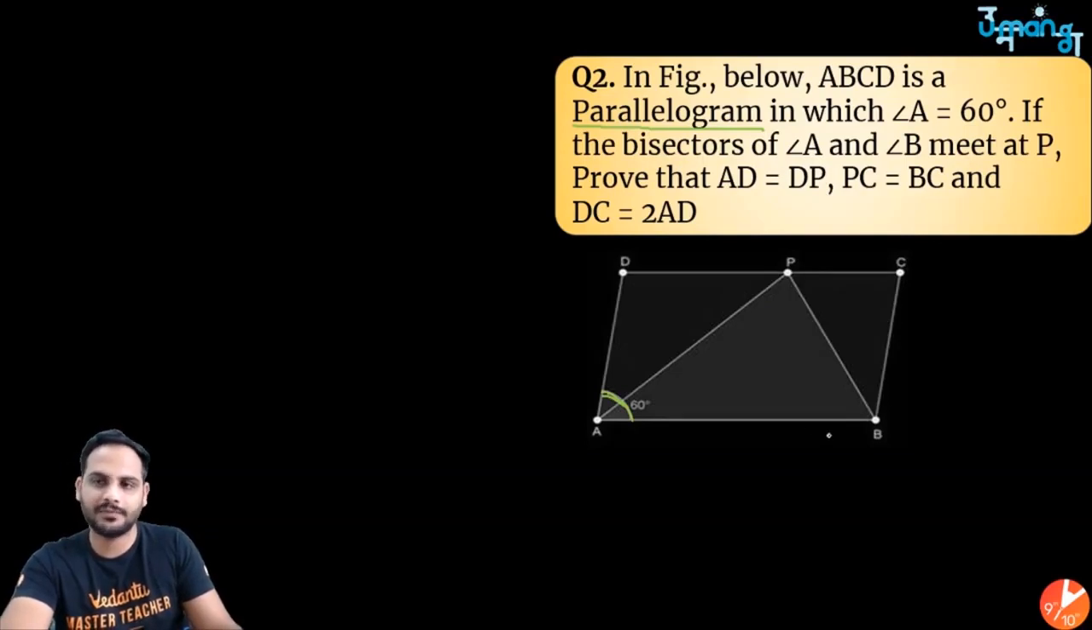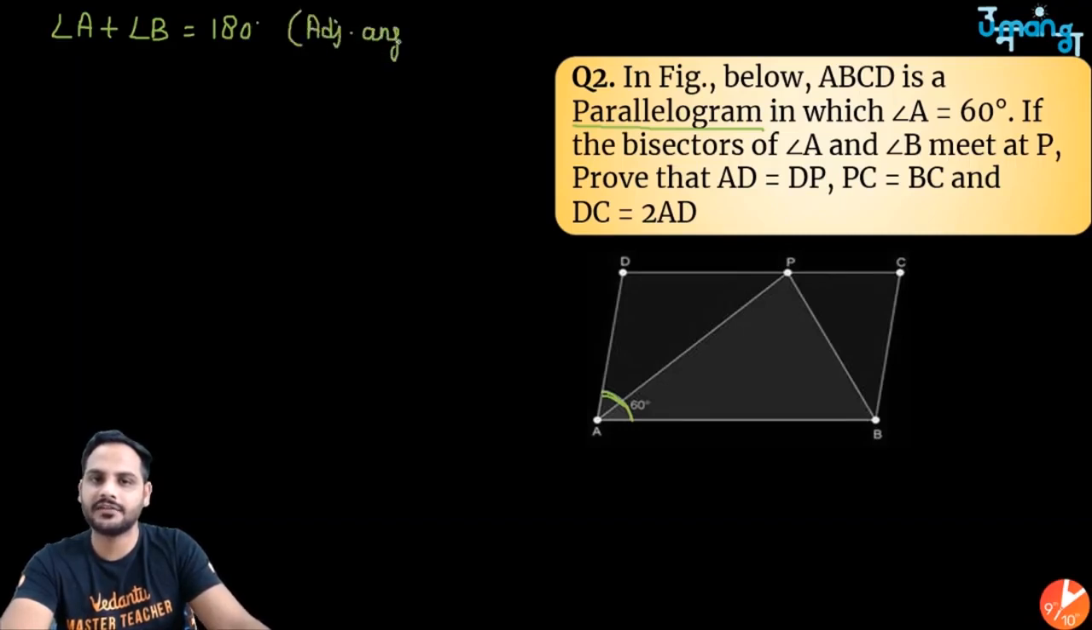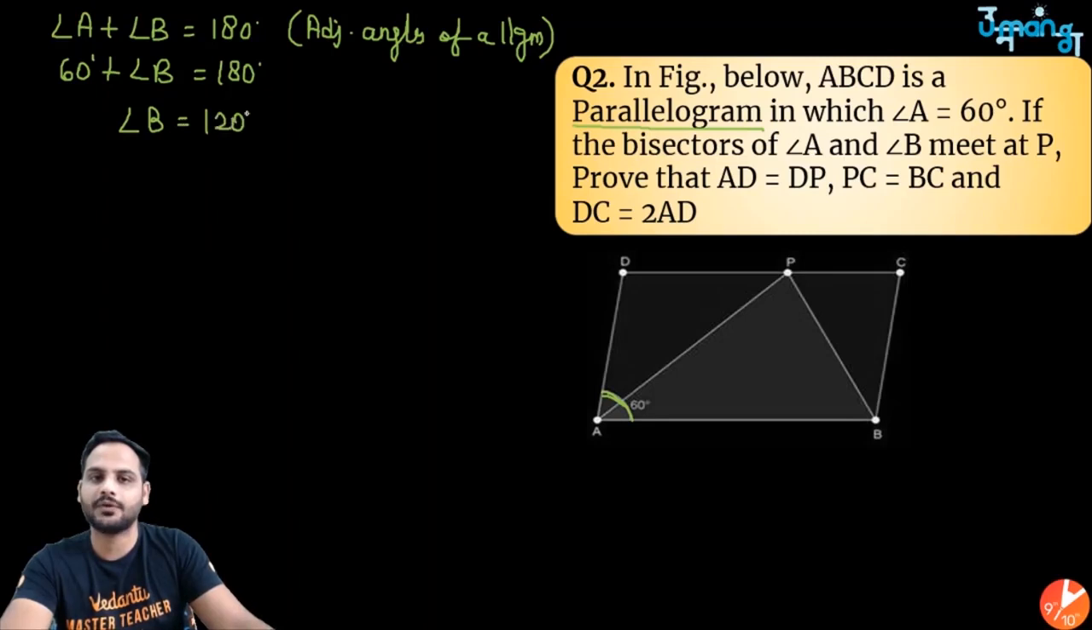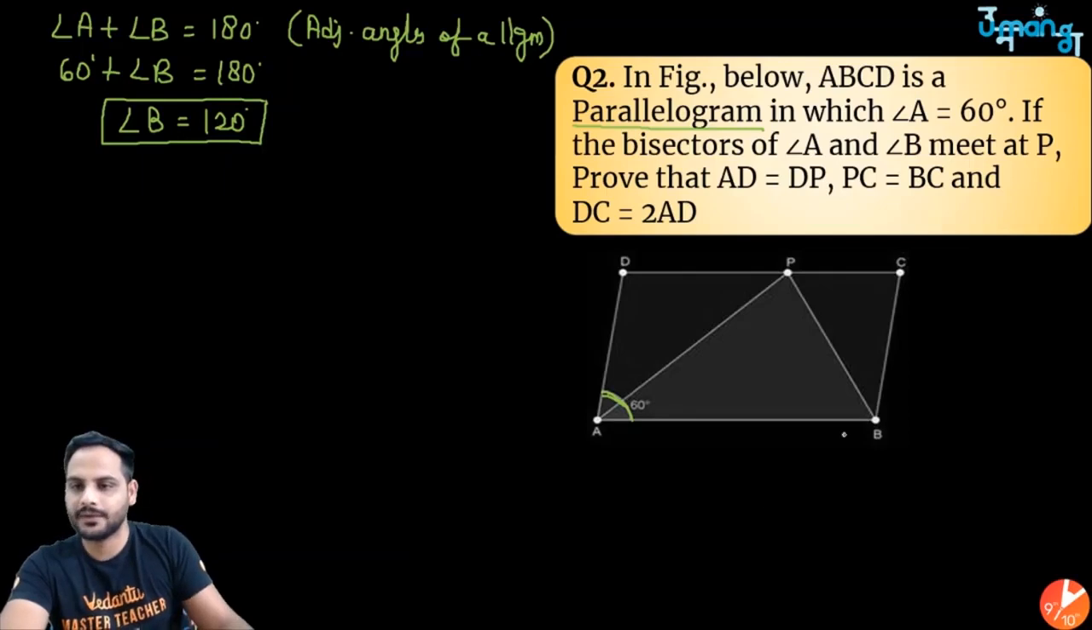Okay, now look, let's play with the angles part. If angle A is 60 degree, I can clearly say, sir, angle A plus angle B will be equal to 180 degree because they are the adjacent angles of a parallelogram. Correct? They are supplementary. So angle A is 60 plus angle B is equal to 180 degree. You will get angle B as 120 degree. Correct, beta? So to complete angle B, will be 120 degree.